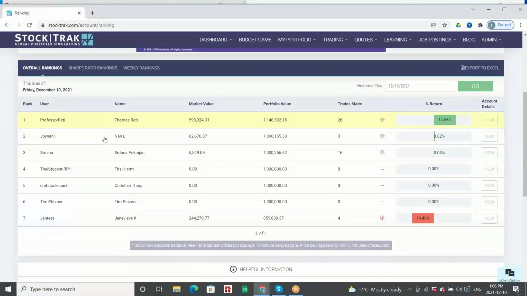So this is a typical ranking. I happen to be in first place with almost a 15% return. And these are just some of the other participants over time that have joined this tournament.